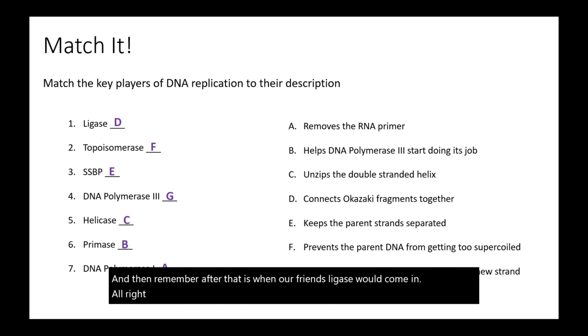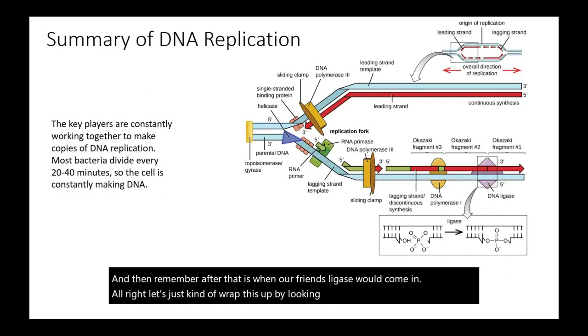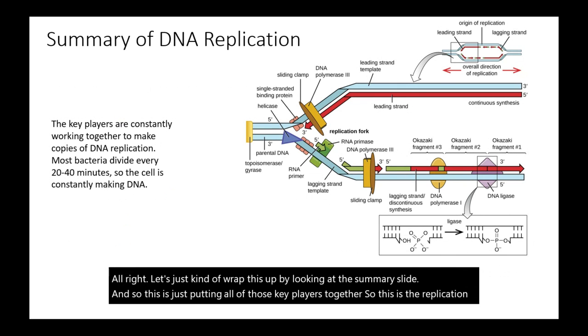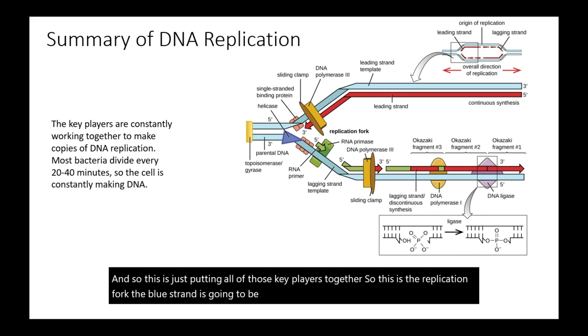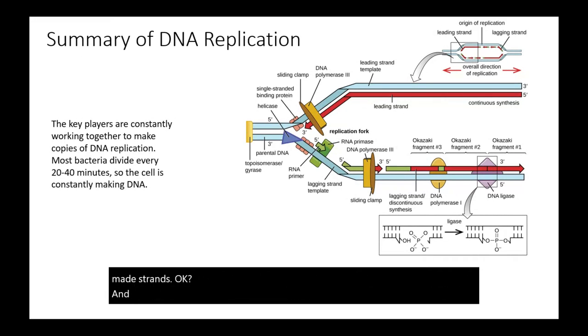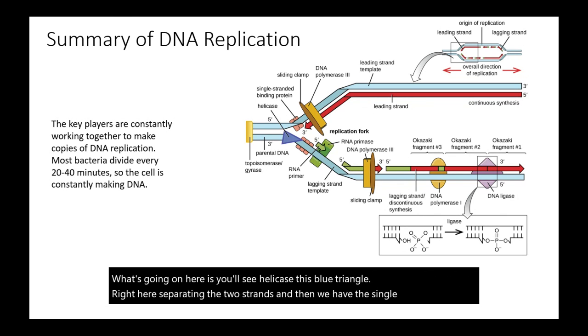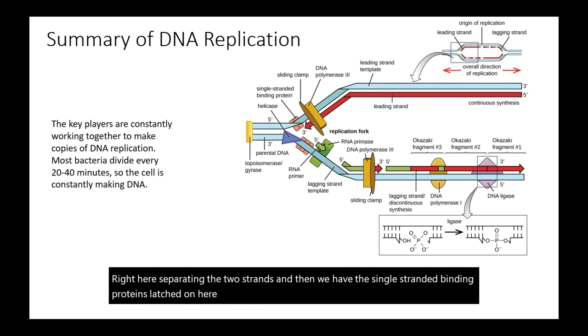All right, let's just kind of wrap this up by looking at the summary slide. And so this is just putting all of those key players together. So this is the replication fork. The blue strand is going to be the parent strands. The red strand is the newly made strands, okay? And so what's going on here is you'll see helicase, this blue triangle right here, separating the two strands. And then we have the single-stranded binding proteins latched on here, keeping those two strands apart.